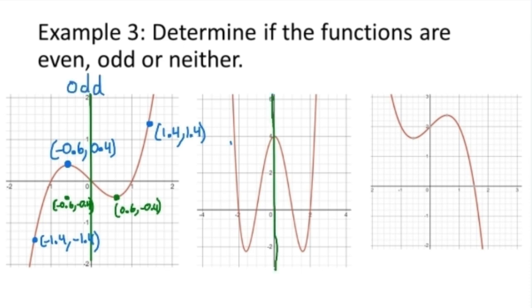For our second graph, if I fold my graph on the y-axis, which I have highlighted in green, we can definitely tell visually that both halves would line up perfectly. So just by a visual inspection, we can tell that this graph is even.